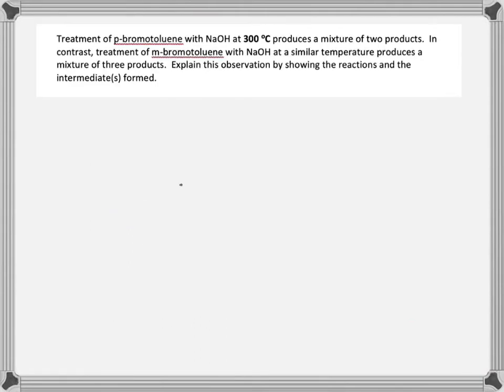Okay, next problem. Treatment of p-bromotoluene with sodium hydroxide at 300 degrees Celsius produces a mixture of two products. In contrast, treatment of m-bromotoluene with sodium hydroxide at a similar temperature produces a mixture of three products. All right, 300 degrees C is really hot, and we're getting mixtures of products.